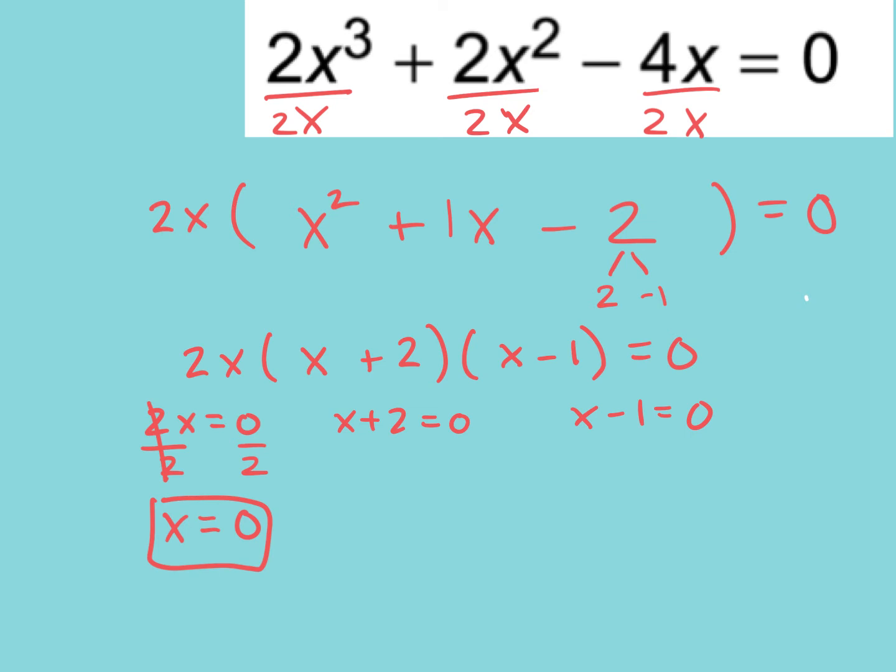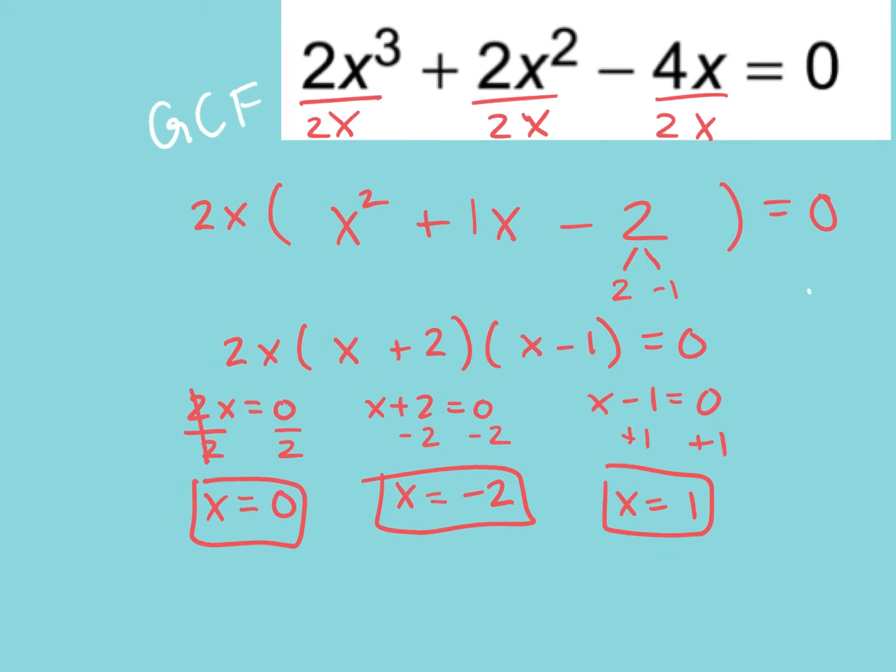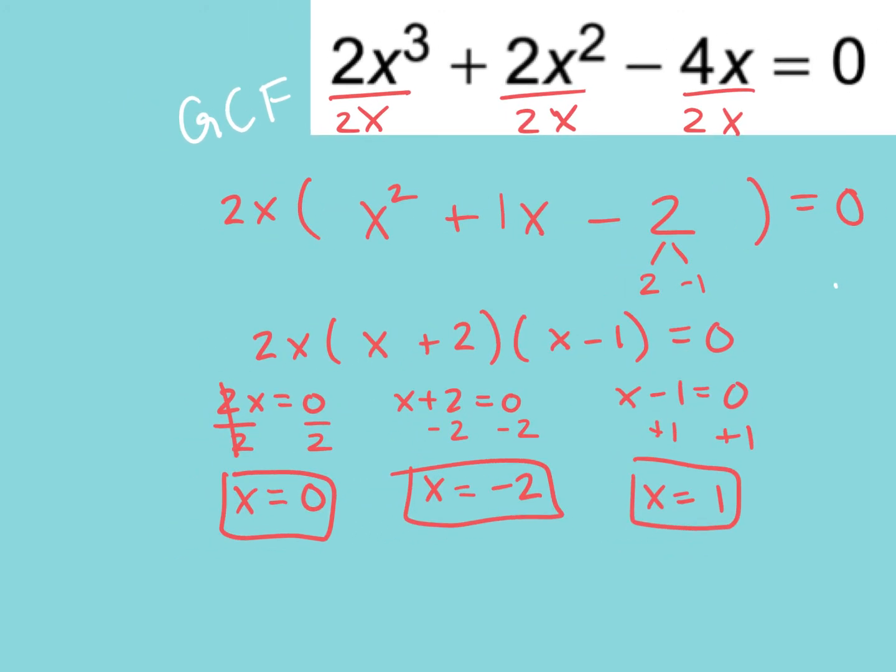What's next? Subtract 2. So what does x equal? Negative 2. And then in the last one? Add 1. So what does x equal? 1. So those are our 3 answers. So my first thing I did was take out the GCF. If you have a GCF, make sure you take that out first. Then once I had x squared, I factored. And then solve.